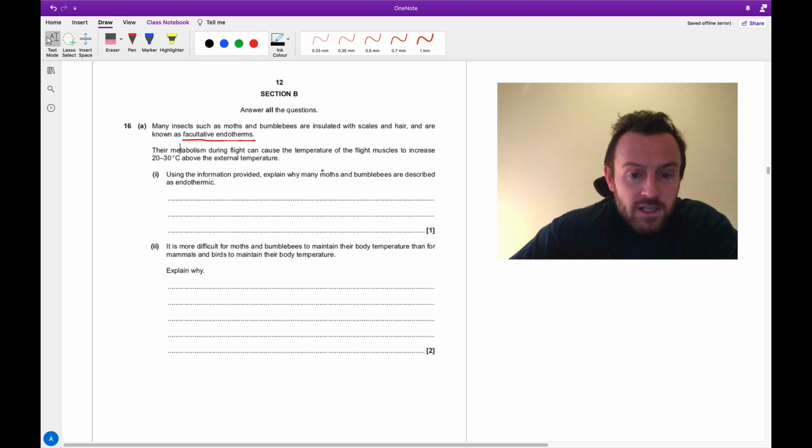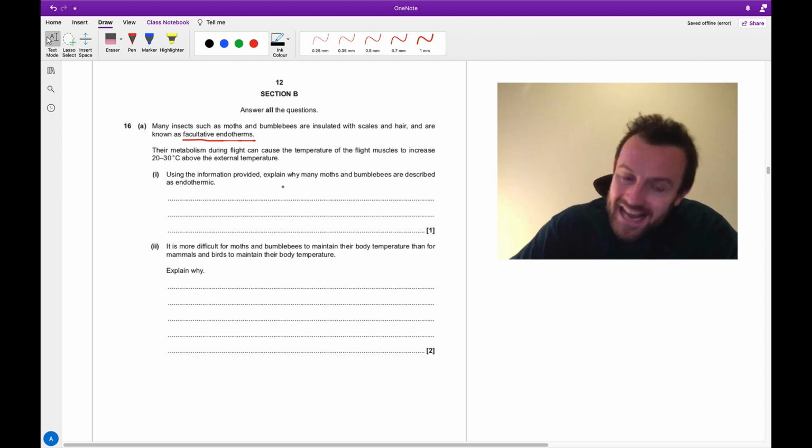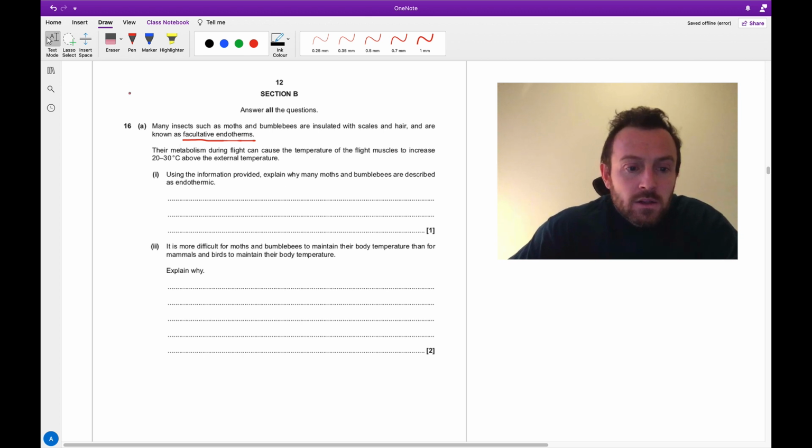Using the information provided, explain why many moths and bumblebees are described as endothermic. It's basically just they can maintain their body temperatures above the external temperatures, or they can get heat energy through their own metabolism as well. 16 part 2: why is it more difficult for moths and bumblebees to maintain their body temperature than for mammals and birds to maintain their body temperature?